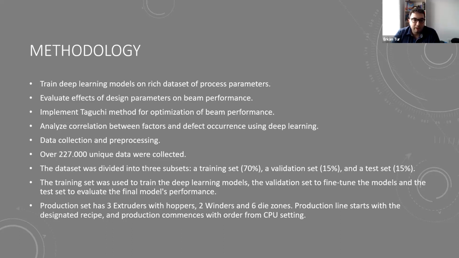And for the pre-processing and data set split, the collected data was pre-processed, including normalization and division into training, validation, and testing subsets. The training set was used to train the deep learning models, while the validation set was utilized for fine-tuning. The testing set served as an unbiased evaluation of the model's performance.